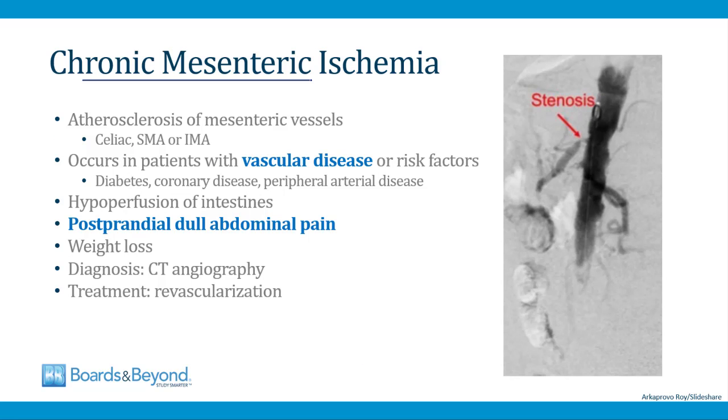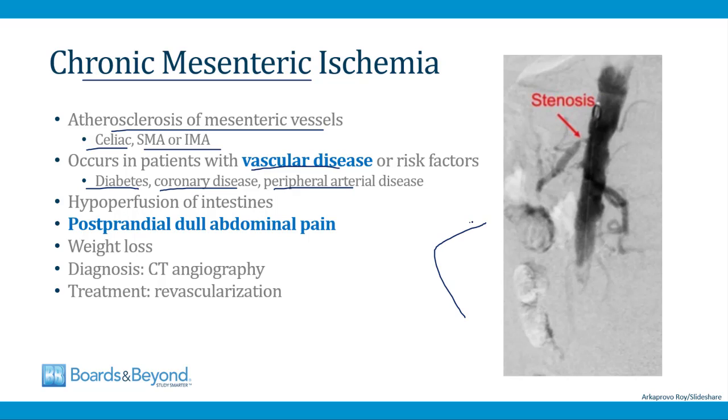Chronic mesenteric ischemia is different from acute mesenteric ischemia. In chronic mesenteric ischemia, there's atherosclerosis of mesenteric vessels like the celiac trunk, the SMA, or the IMA. This is similar to chronic stable angina of the heart, but it involves the small bowel. It usually occurs in patients who have vascular disease or risk factors for vascular disease, so things like diabetes or a history of coronary disease or peripheral arterial disease.